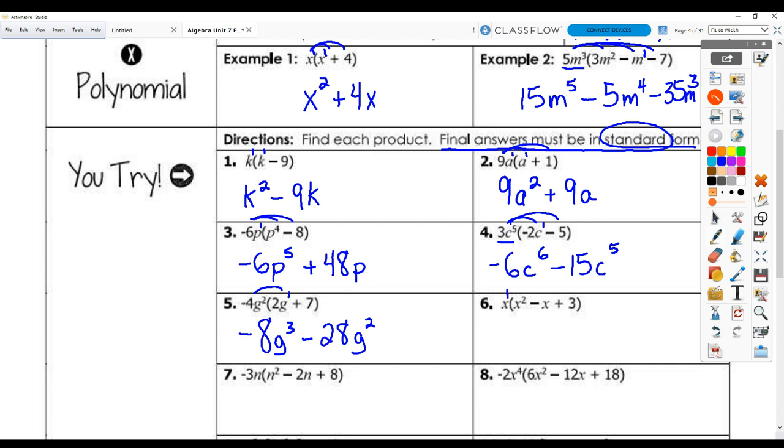All right, x to the first power times x squared is x to the 3rd power. X to the first times minus x to the first is minus x squared. And then x times 3 is plus 3x.